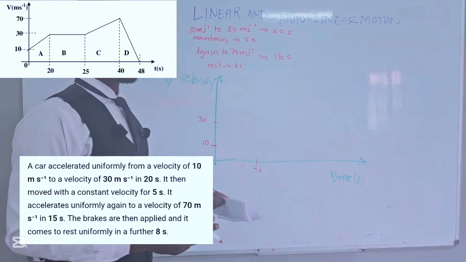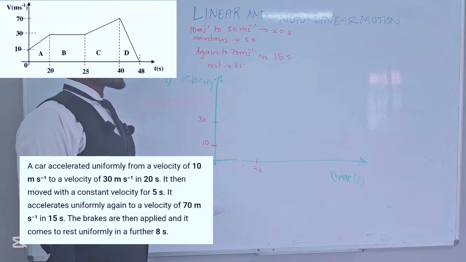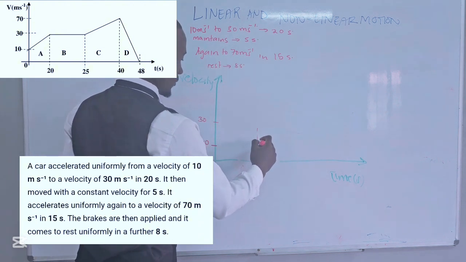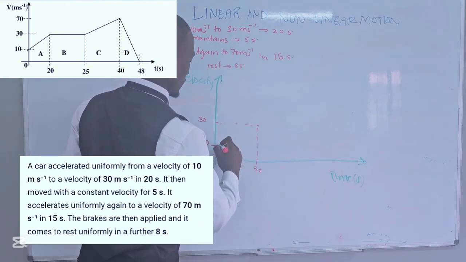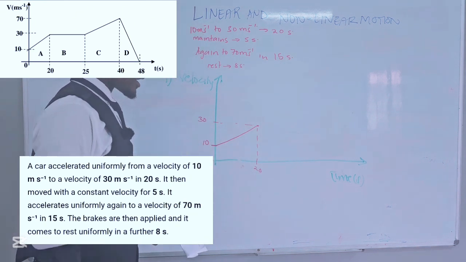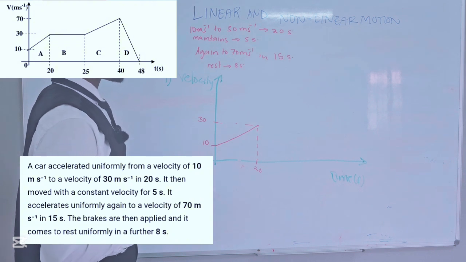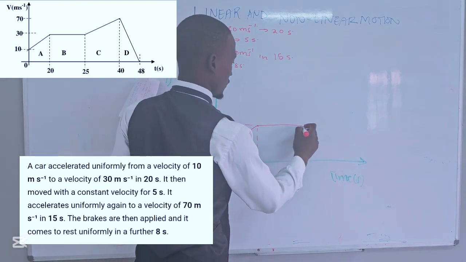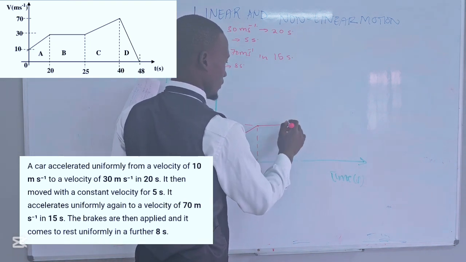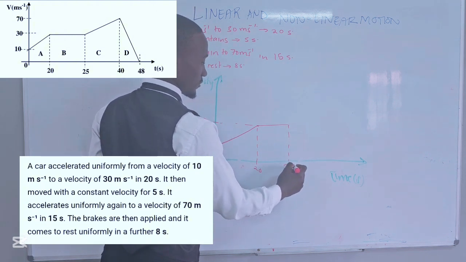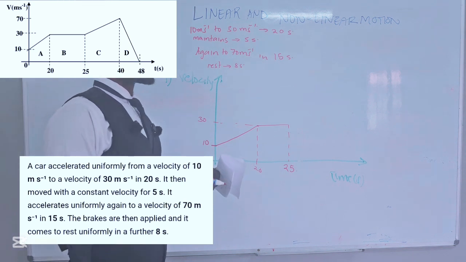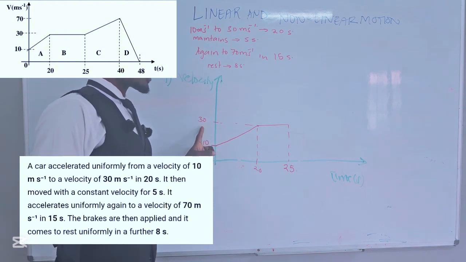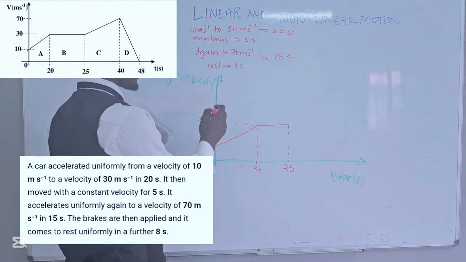It was accelerating uniformly. So we know that your velocity time graph for uniform acceleration will be the one with a positive slope. It will be like this. We have already seen that previously. Then they told us that it maintained this velocity for the next 5 seconds. That means you're going to maintain it from 20 to 25. Then it again accelerates uniformly to 70 meters per second. What does that imply? It increases its velocity from 30 to 70 with a constant acceleration.